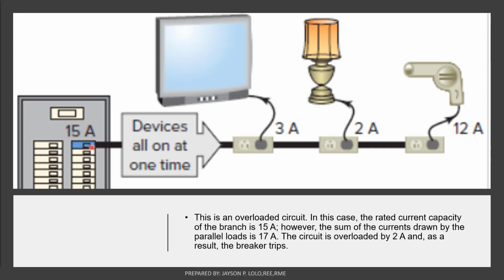You have a 15 ampere circuit breaker branch circuit. In this case, the rated current capacity of the branch is 15 amperes. However, if you sum up all the currents drawn by these parallel loads, you have 3 amperes, 2 amperes, and 12 amperes. If you sum this up, it is already 17 amperes. So, the circuit is overloaded by 2 amperes and as a result, the breaker trips. Okay, this is an analogy of overloading.